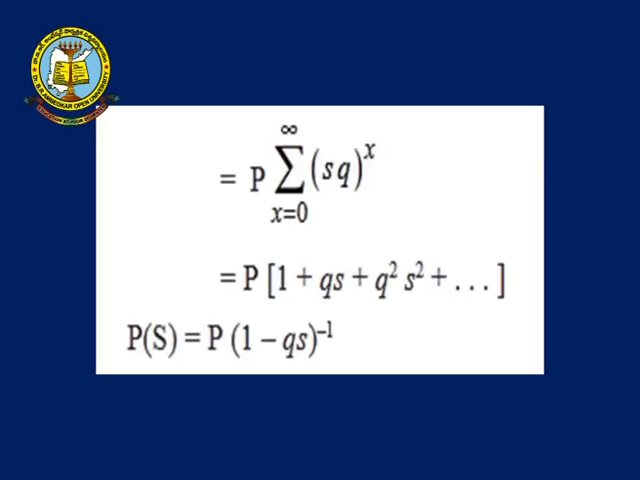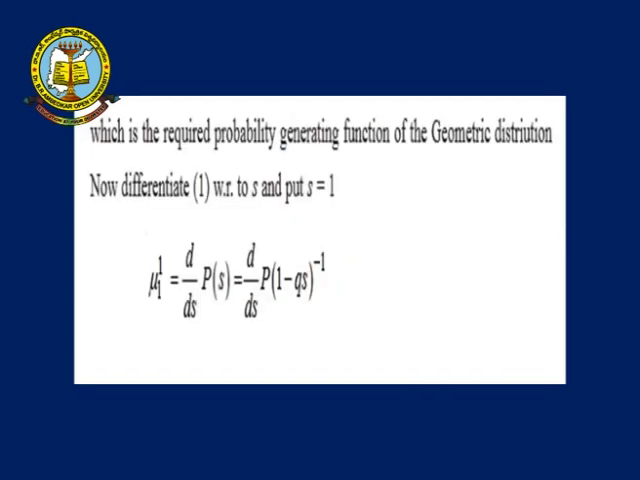So, therefore, P of s is equal to the summation of x from 0 to infinity of p (qs) whole power x. After simplification, p times 1 plus qs plus q square s square plus q cube s cube and so on. We write P of s is equal to p into (1 minus qs) whole inverse, which is the required probability generating function of the geometric distribution.